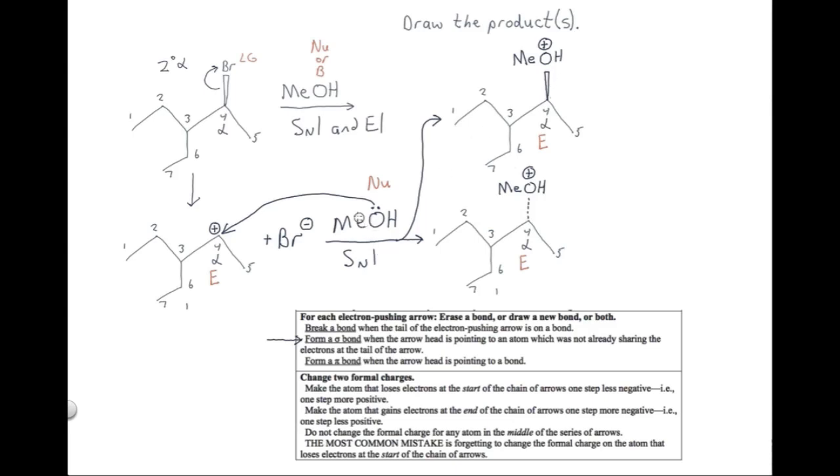Now the oxygen is at the beginning of the arrow. The oxygen starts neutral and loses electrons, so the oxygen becomes one step less negative, one step more positive, and the oxygen changes from neutral to positive. Carbon 4 is at the end of the arrow and gains electrons, so it changes from positive to neutral. The most common mistake on this step would be forgetting to change the formal charge at the beginning of the arrow. Forgetting to change the charge on this oxygen to positive. Make sure you got that right.